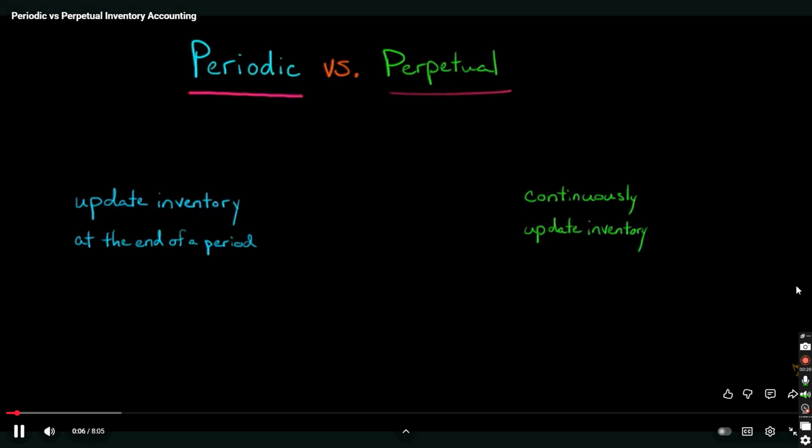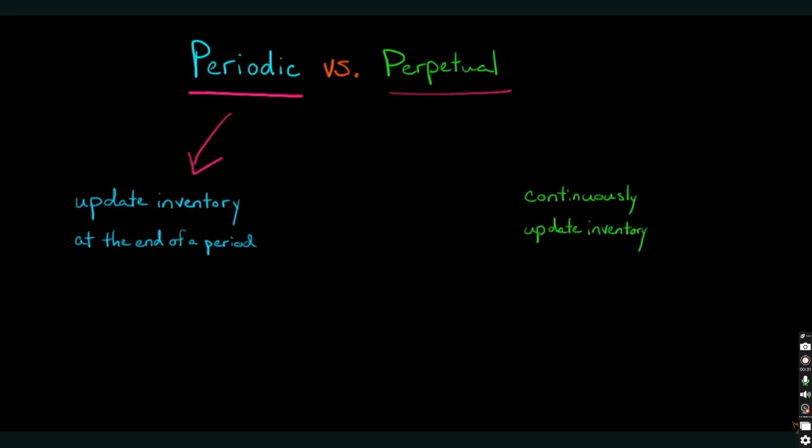So with a periodic system, we're updating inventory at the end of each period. When I say period, I'm talking about the end of a quarter or the end of the year. We decide, okay, we're going to do a physical count of the inventory, and then we're going to update what's happened to the inventory asset account. With the perpetual system, we're continuously updating the inventory account each time we buy or sell inventory.